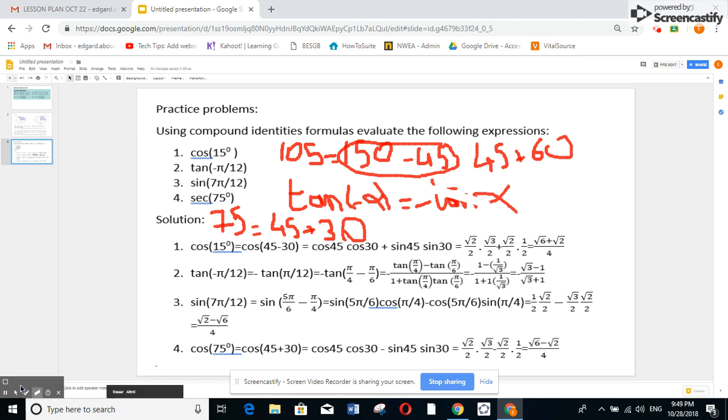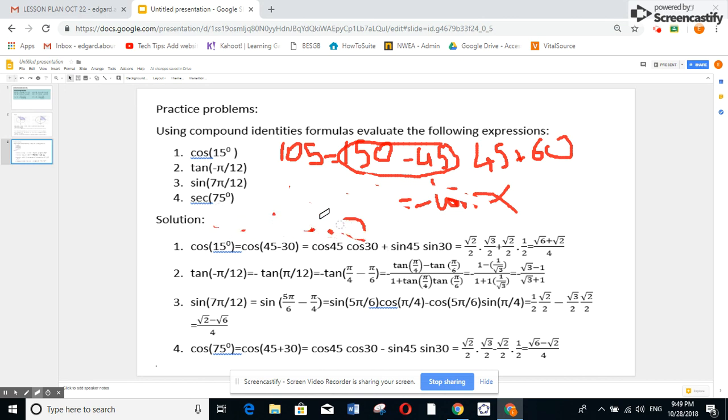But at the end, what I want is the secant. Let me erase to write the answer here. Because I want the secant, I must write it as the inverse of what I got. So the answer will finally be 4 over radical 6 minus radical 2.